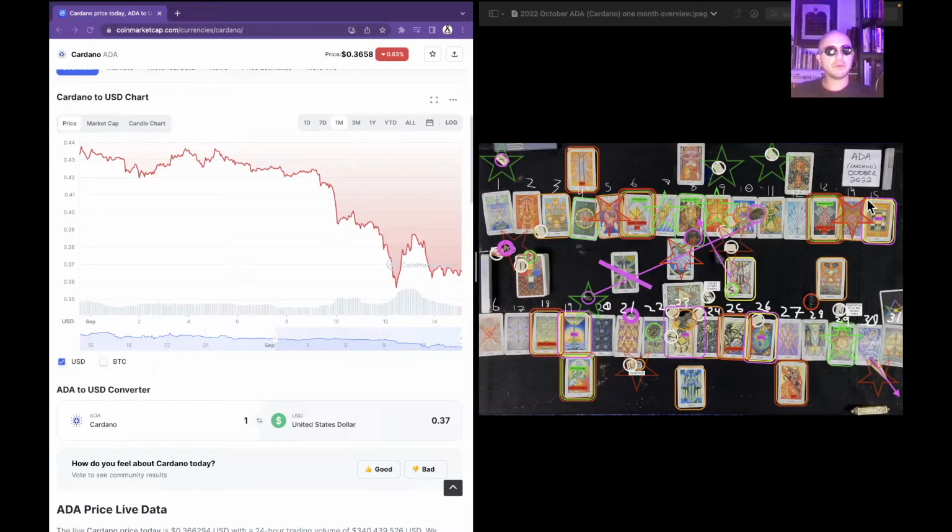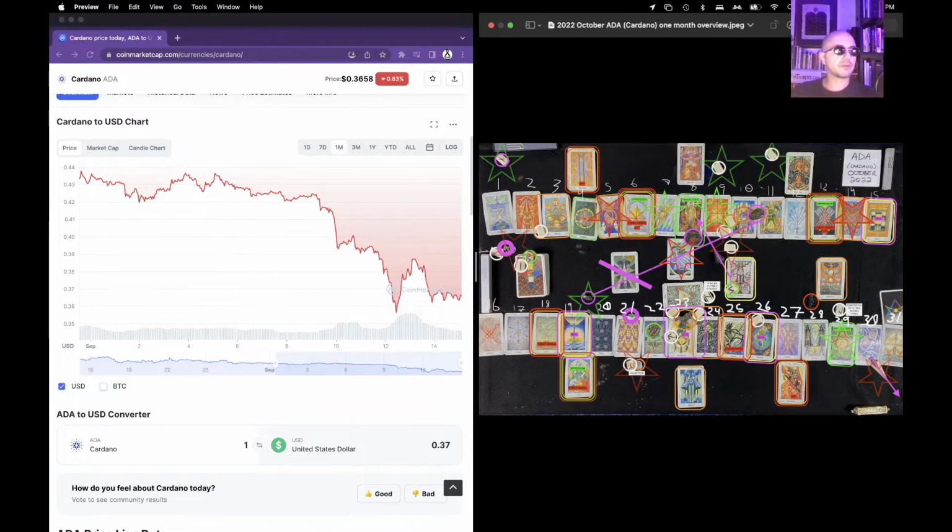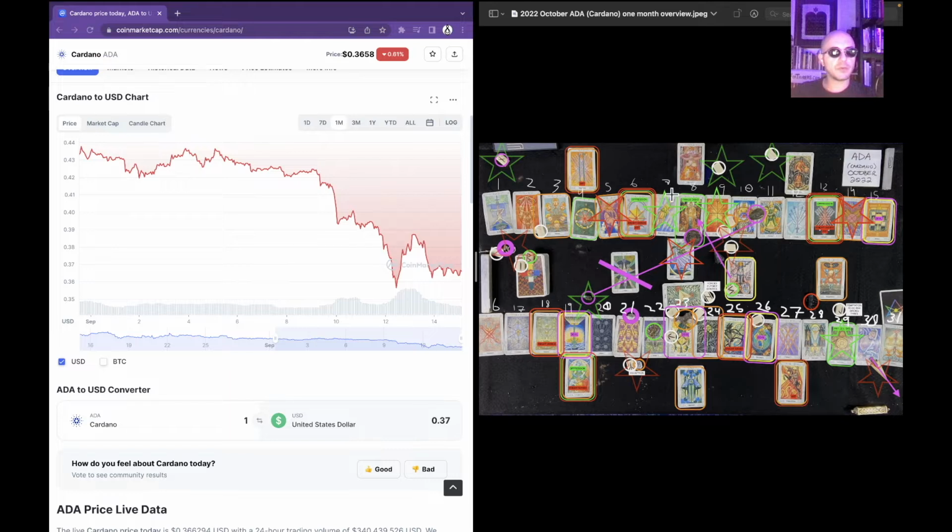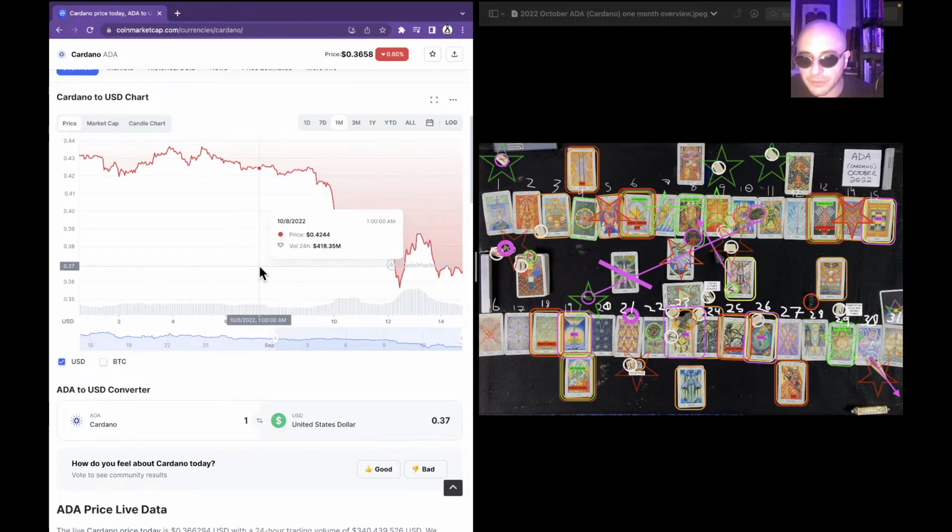All right, guys. Quick review. It's currently October 15th, so we can only review part of October for ADA, but I didn't have a September to review. So what we see here, where's October start? It starts right here.